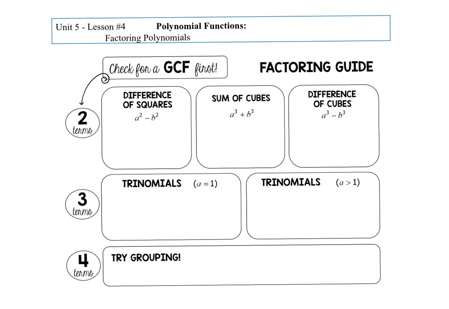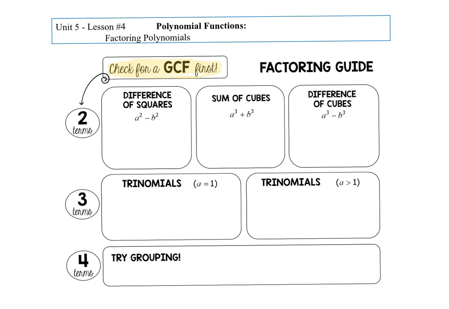So it kind of just goes over all the different types of factoring and kind of when they can be applied. A lot has to do with how many terms are in the polynomial you were asked to factor. Now this is a really big important part. Up here it says check for a GCF first. That's something you should always do.